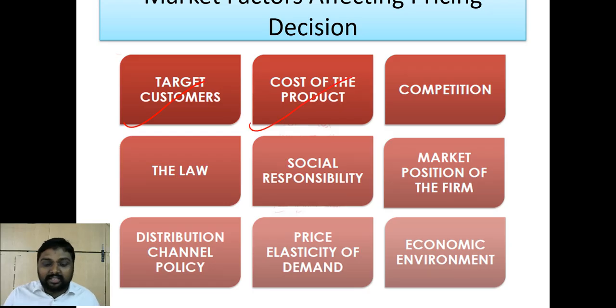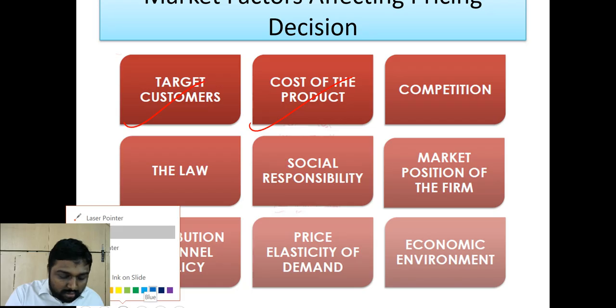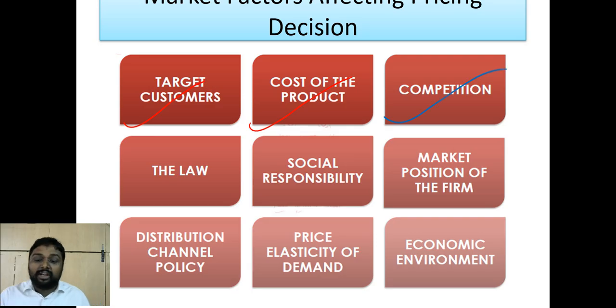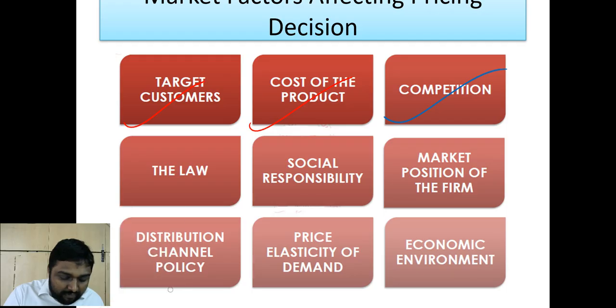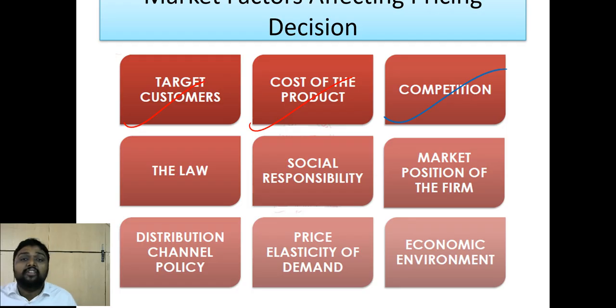The second one, obviously, is cost. Then competition. This is the example we were discussing, the Reliance case. When the competition is very high, the price will be low.